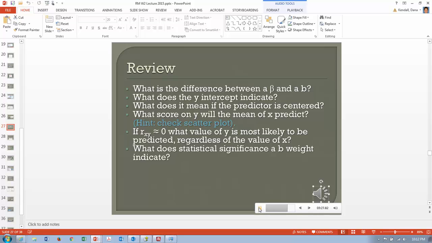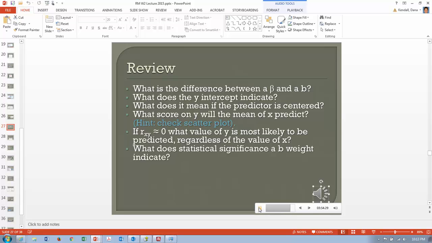That's not ideal, of course. We don't want to have that haphazard a way of prediction, so that's why we try to do prediction as much as we can and run that correlation to see. That way we have a B weight to plug in, and we can make a better prediction than just the mean of the DV. And finally, what does the statistical significance of the B weight indicate?